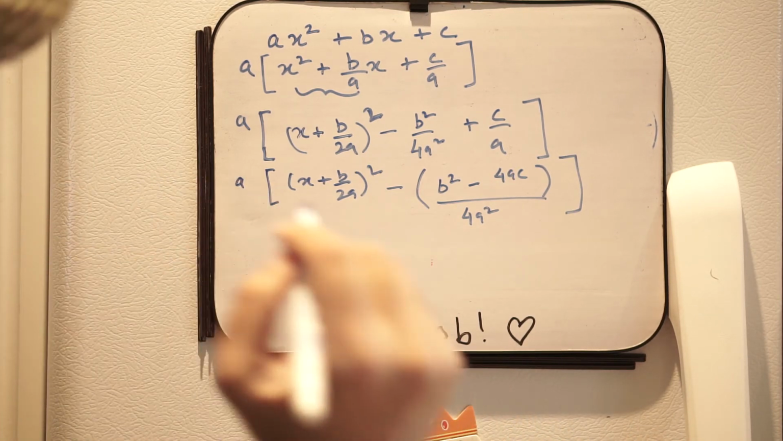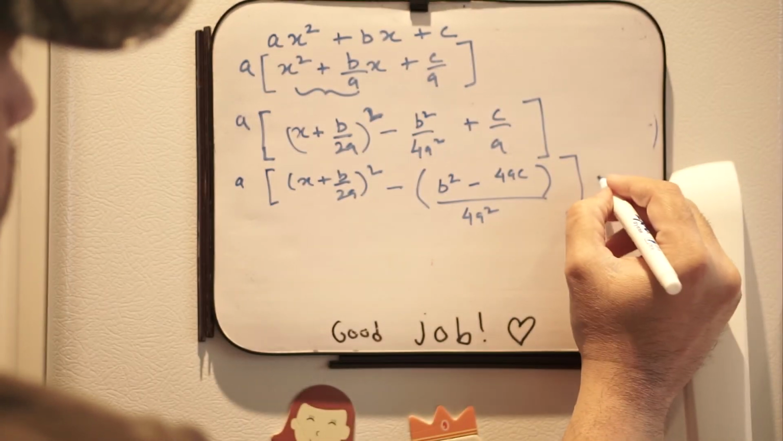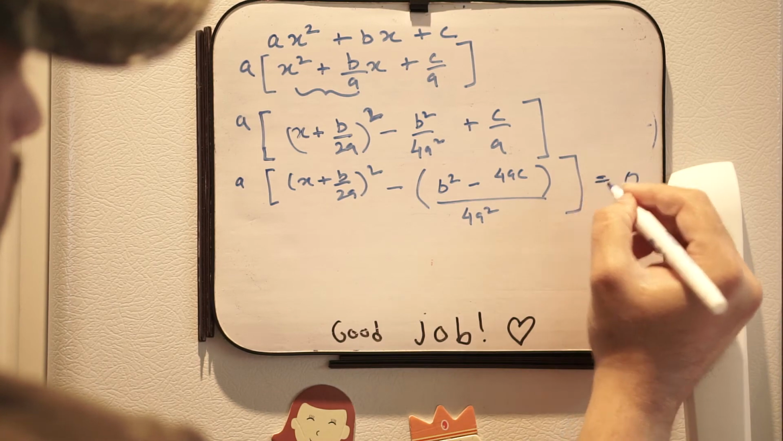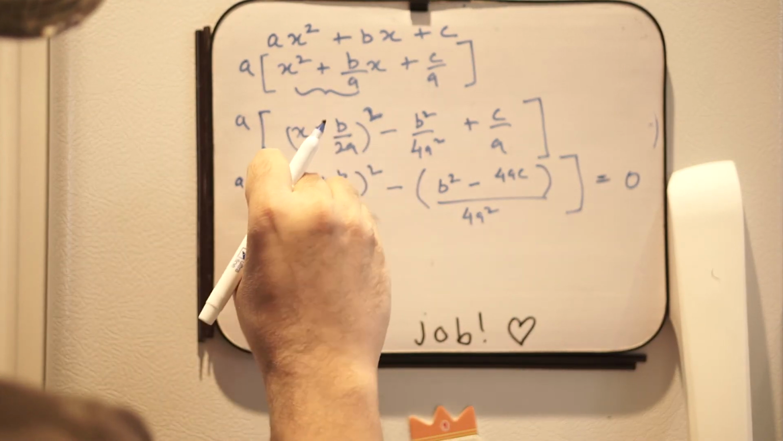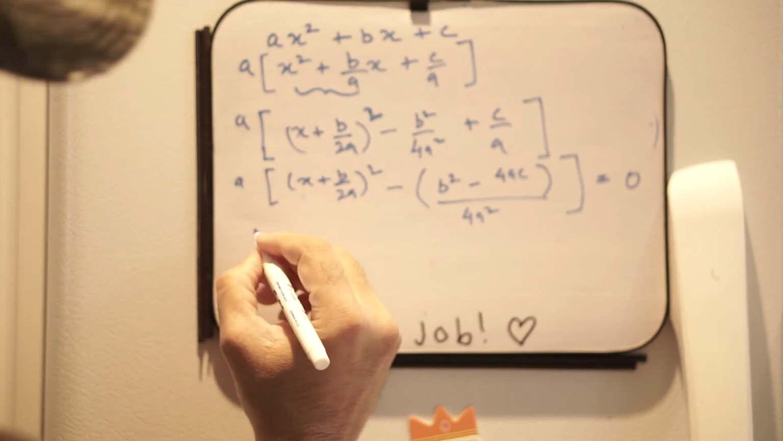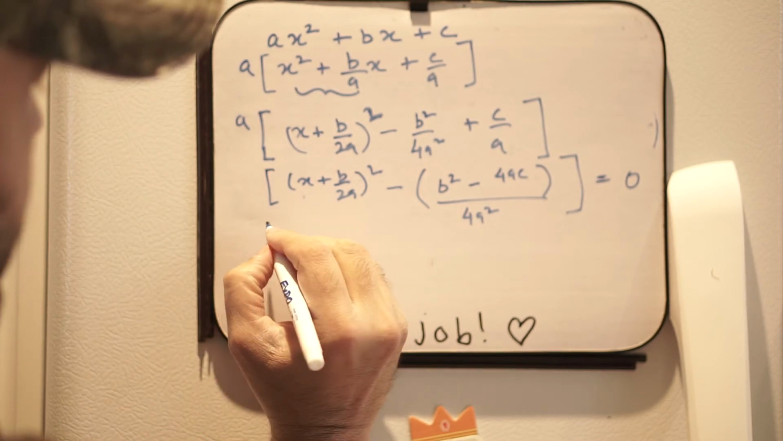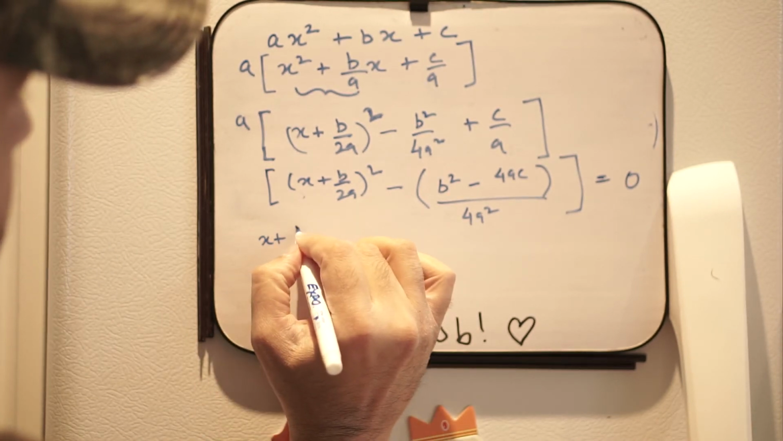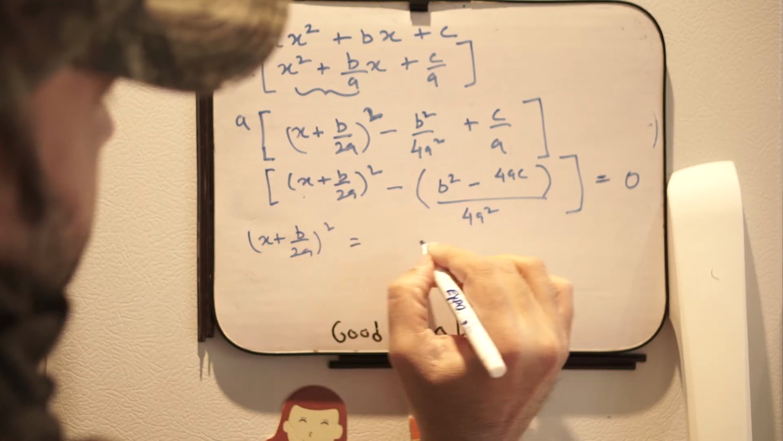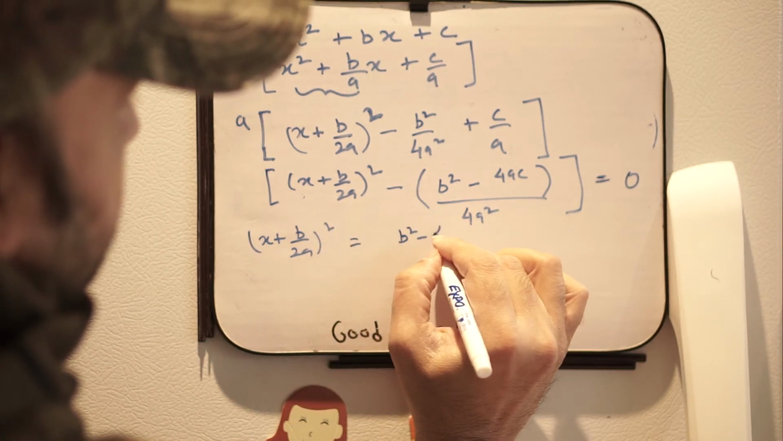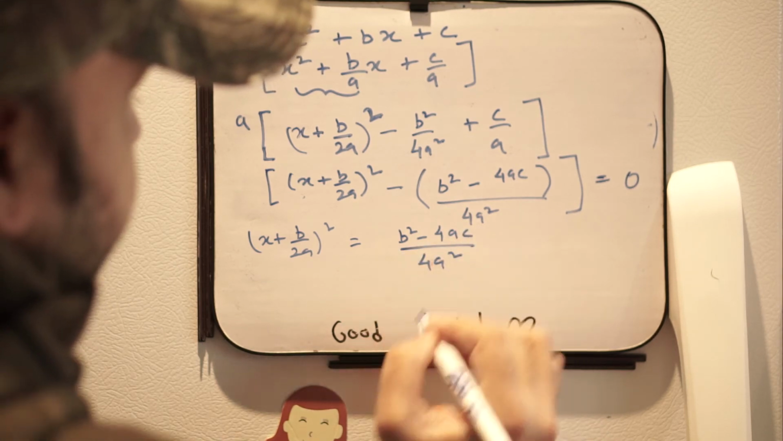So now, Sridharacharya said, okay, if the whole thing has to be equal to 0, what's the value of x? So now this thing starts to simplify. a doesn't matter anymore. So we break this apart. x plus b by 2a whole square equals b squared minus 4ac by 4a squared.